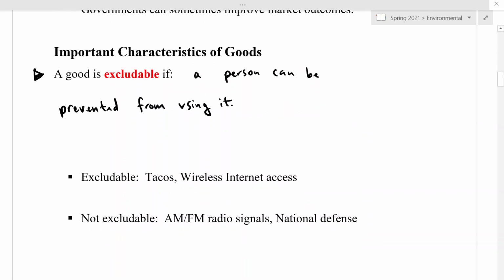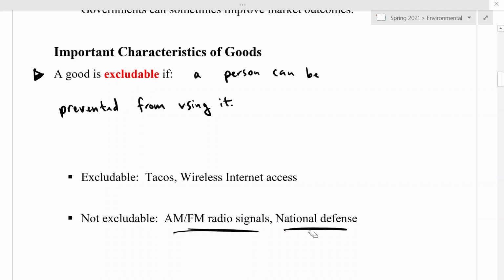A couple examples there. Tacos, right? If I go to a restaurant and I want a taco, I can be excluded from having it if I don't pay the price. Wi-Fi. I can be excluded from using a Wi-Fi network by a password being put into place. But what I cannot be excluded from are, for example, AM, FM radio signals. I can tune my radio to that radio wave, and it's going to pick up whatever's on the radio. I can't be excluded from listening.